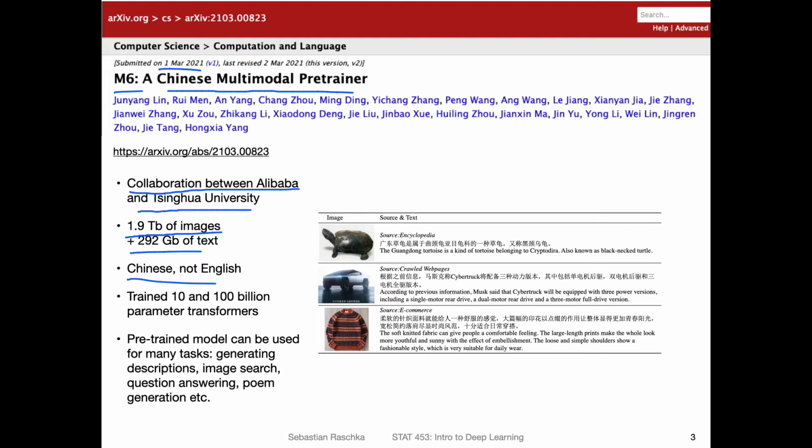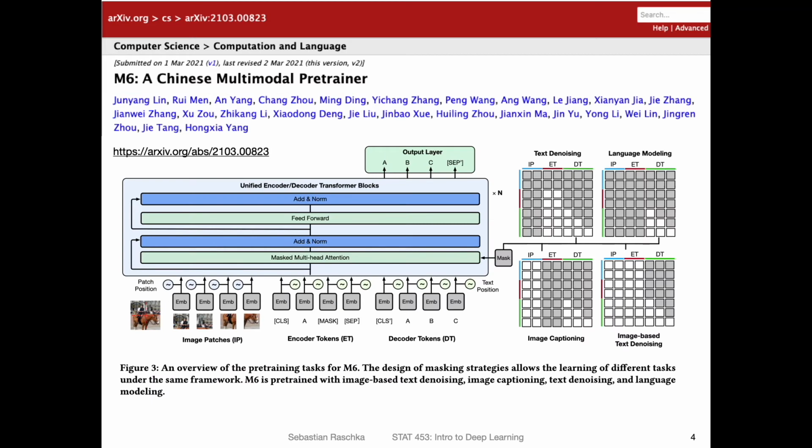So they actually trained two models, a 10 billion and a 100 billion parameter transformer. This was done with self-supervised pre-training. And then the pre-trained model can be used for many different tasks downstream. For instance, the model can be used for generating descriptions, doing image search, for Q&A or poem generation, and many, many different things. So just in a nutshell, I don't want to go into too much detail, but how did they accomplish that? How can they use the model on so many different downstream tasks?